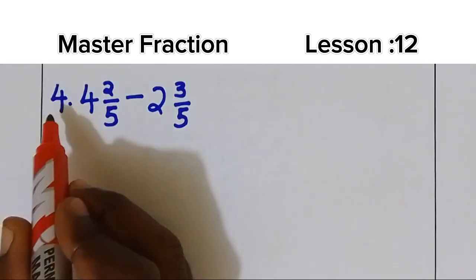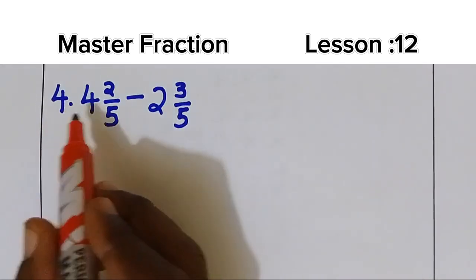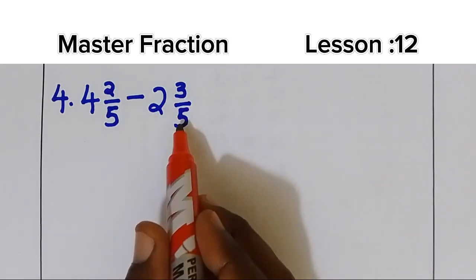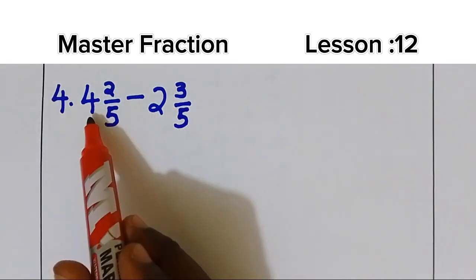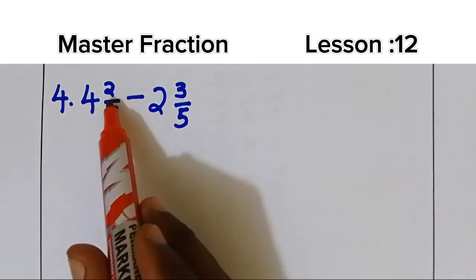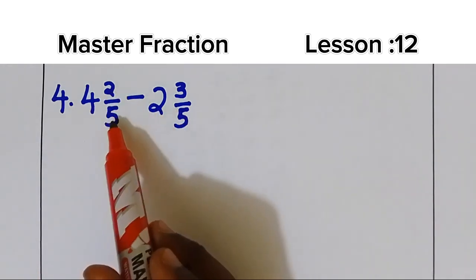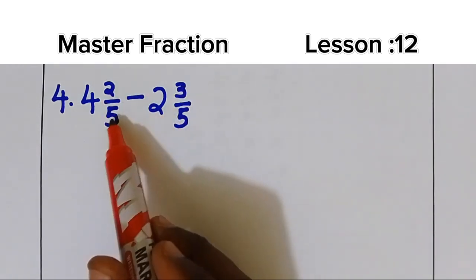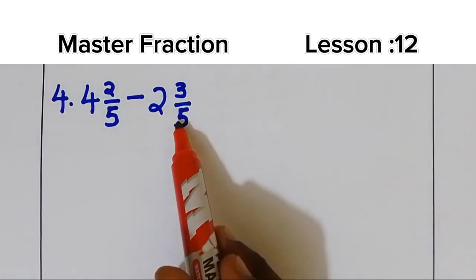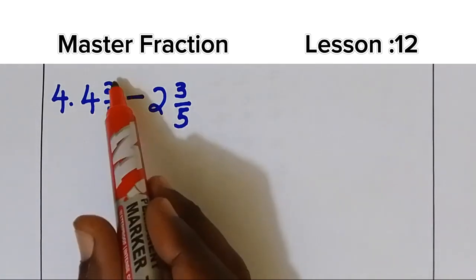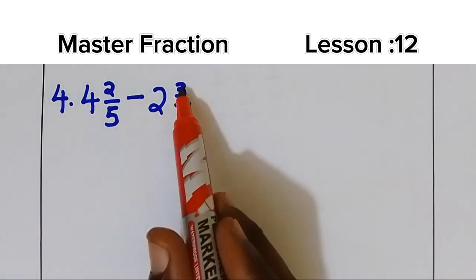Let's finish the last question. Number 4. We have 4, 2 over 5, take away 2, 3 over 5. The same, we are going to take the whole number, take away whole number. That is 4, take away 2. And fraction, take away fraction. That is 2 over 5, take away 3 over 5. But when we look properly here, 2 over 5, take away 3 over 5, it is impossible. So we are going to borrow 1 from 4 to enlarge 2 over 5 so as to be possible to take away 3 over 5.